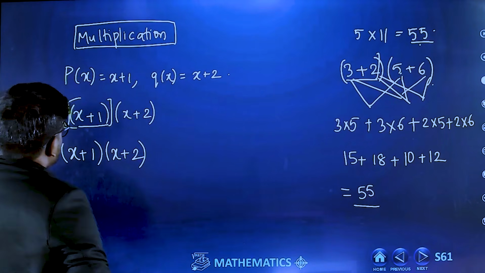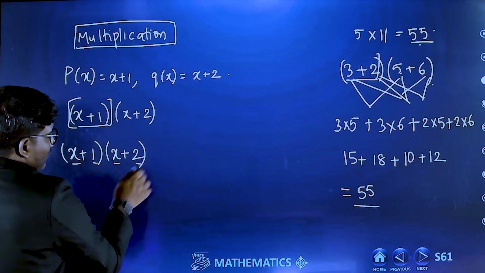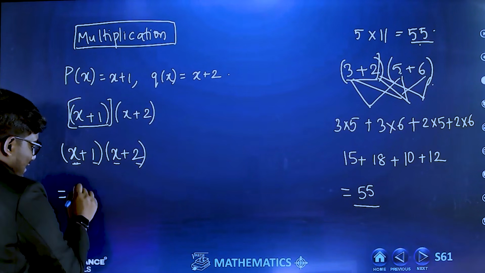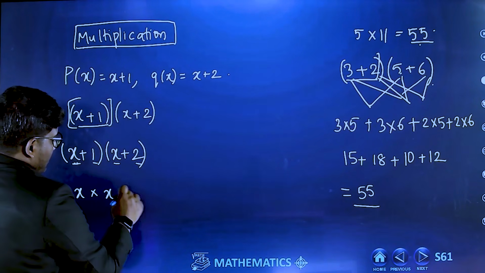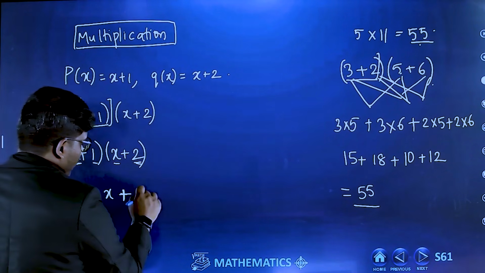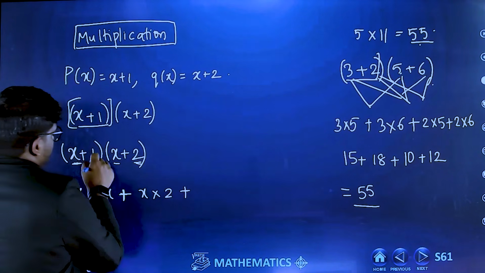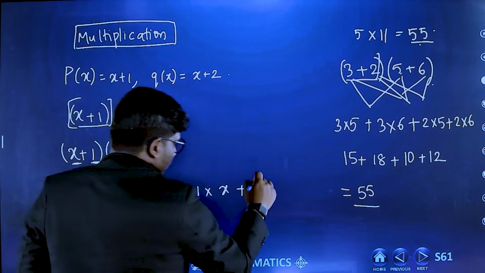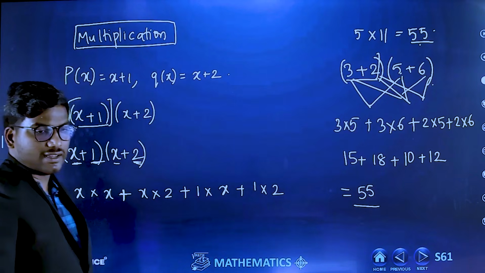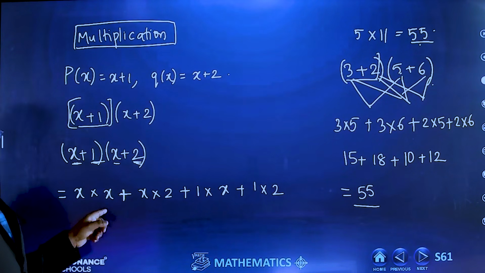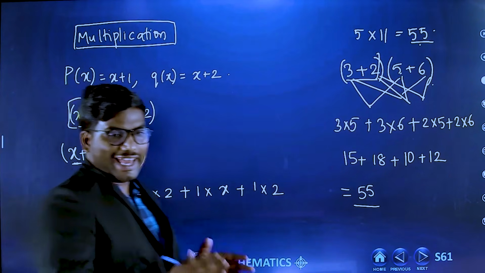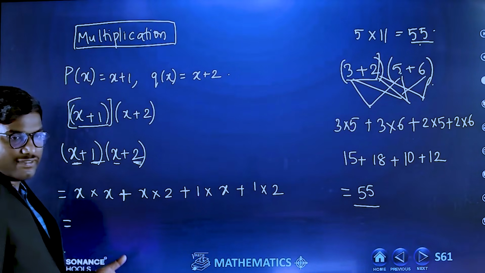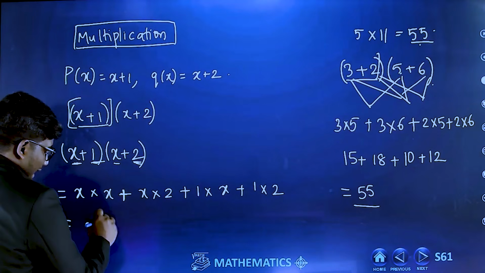Now, we'll apply the same thing here. We'll start off with writing x into x plus x into 2, 1 into x, 1 into 2. Right? Now if you observe x into x is what? X square, right? Any number multiplied by itself is a square. So x into x will be x square.